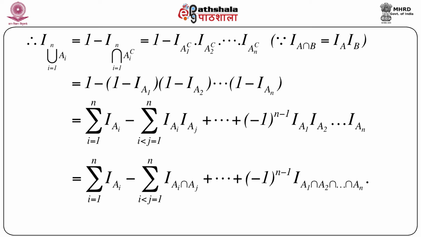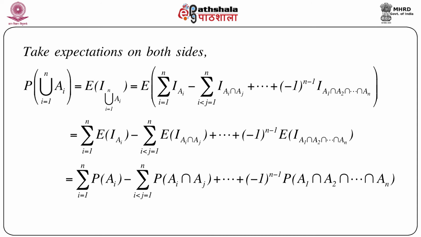So the proof is almost complete, except that we have to take expectations on both sides. If you take expectations on both sides, we are left with the probability of the union of Ai, i equals 1 to n, which is nothing but the expectation of I of the union of Ai, equals the expectation of summation IAi minus summation over i less than j of I of Ai intersection Aj, and so on.